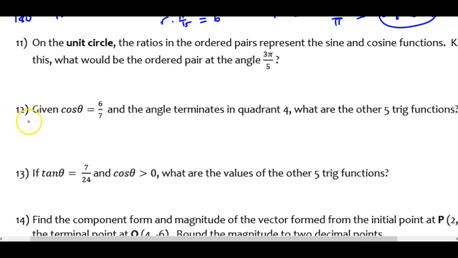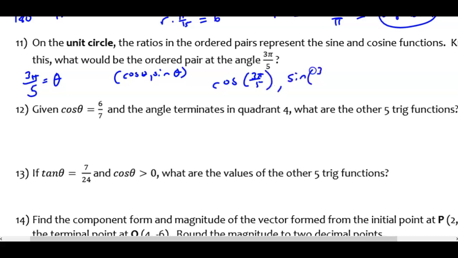On the unit circle, the ratios in the ordered pair represent the sine and cosine function. Knowing this, what would be the ordered pair for angle 3 pi over 5? So first of all, 3 pi over 5 equals theta. Now, remember the ordered pair is cosine of theta, sine of theta. It's always cosine, sine. So if I go cosine of our theta, comma sine of our theta, I will get our ordered pair.